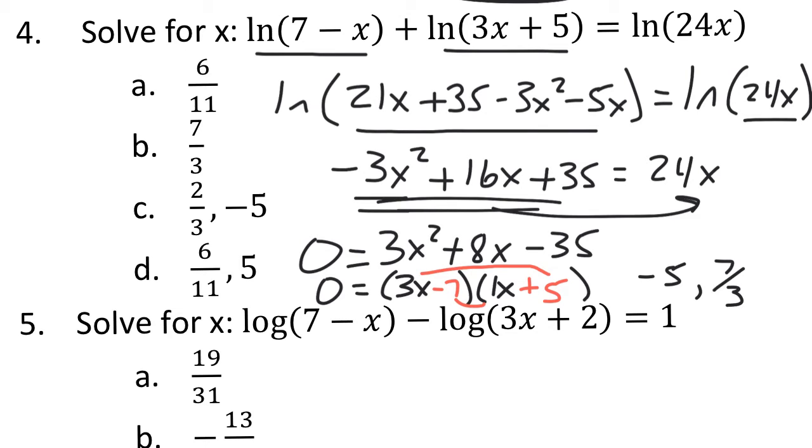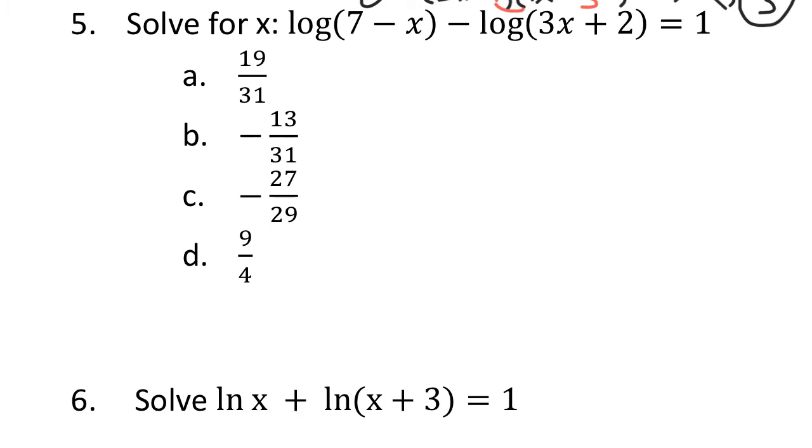Now negative 5 is not one of the solutions actually, because it ends up making this argument and this argument negative. And what we know about a logarithm is that the argument must always be positive. So we're going to discard the negative 5 and settle on the answer being 7/3.